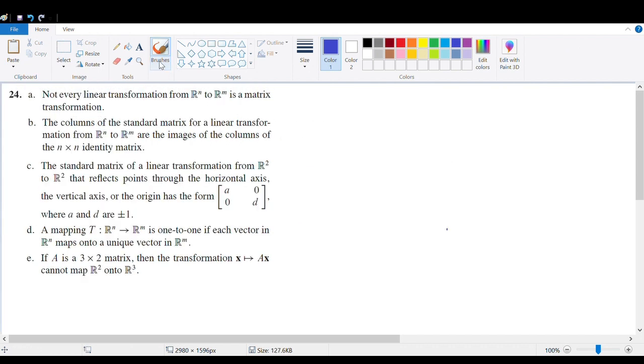In 24a: not every linear transformation from Rn to Rm is a matrix transformation. This one we say is false because of theorem 10. It says that if the transformation from Rn to Rm is linear, then it should be a matrix transformation. B: the columns of the standard matrix for a linear transformation from Rn to Rm are the images of the columns of the n by n identity matrix. This one is true, from theorem 10 also, because we have T(e1), T(e2), the matrix, this one.